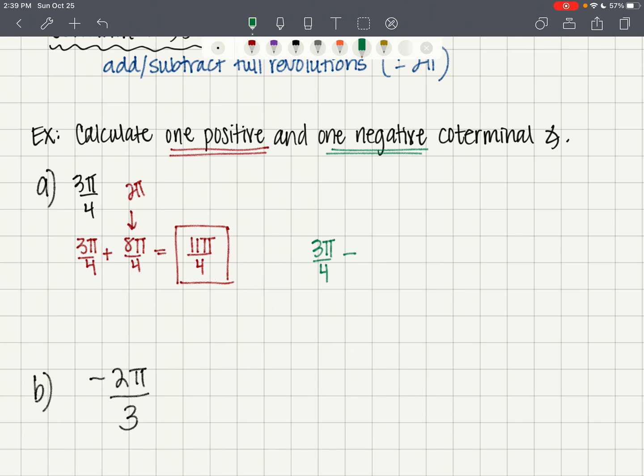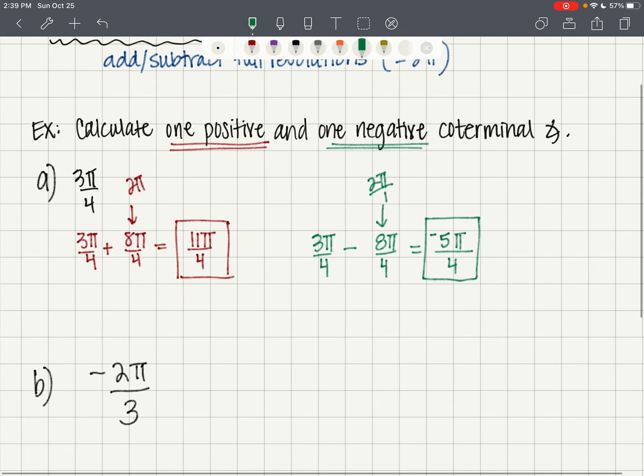For one negative coterminal angle, you start with your 3 pi over 4 and you're going to subtract 2 pi. 2 pi over 1 is the same thing as 8 pi over 4. 3 pi minus 8 pi is negative 5 pi over 4, which is a negative coterminal angle with 3 pi over 4.